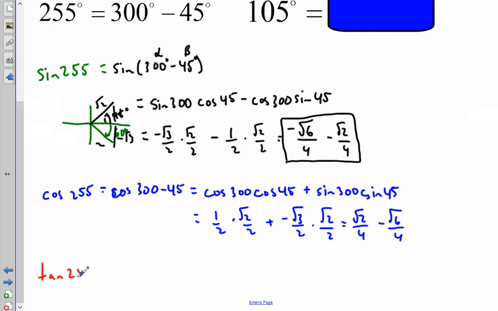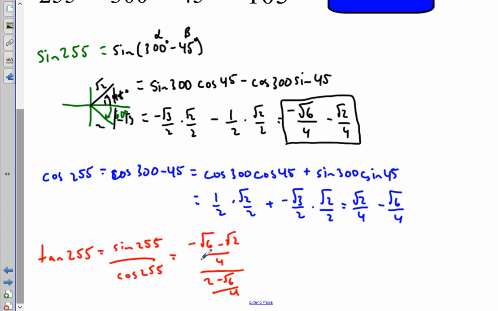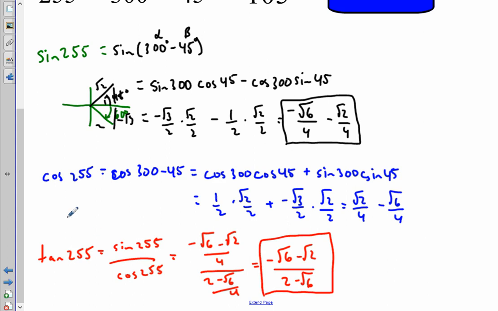So the tangent of 255 is simply going to be the sine of 255 over the cosine of 255. And so you can just take these two values right there, negative square root of 6 minus square root of 2 over 4, over square root of 2 minus the square root of 6 over 4, which you would realize that, hey, take the reciprocal, the 4's will cancel out, and what you have is negative square root of 6 minus the square root of 2 over 2 minus the square root of 6 as your answer. Okay, so that's one of them.